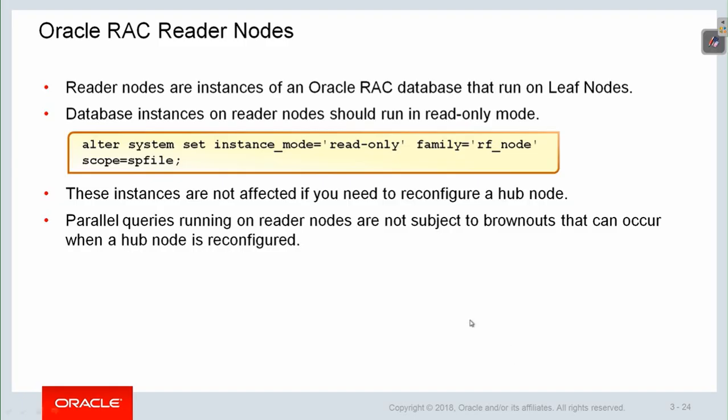These instances are not affected if you need to reconfigure a hub node. And parallel queries running on reader nodes are not subject to a brownout that can occur when a hub node is reconfigured.